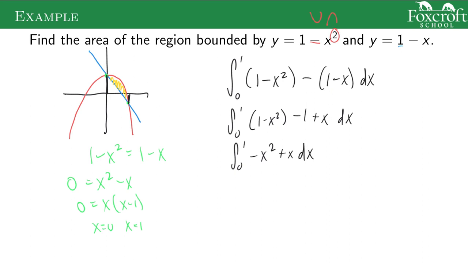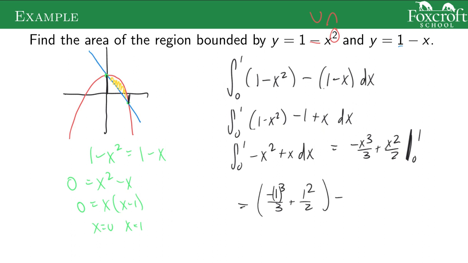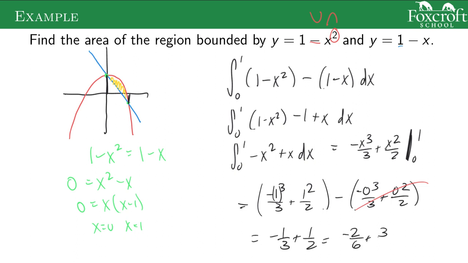Now that I simplified that, I can take a slightly easier antiderivative. It's going to be negative x cubed over 3 plus x squared over 2, evaluated from 0 to 1. I'm going to plug in 1 first. Plug in 0 second. Lucky, 0, everything goes away. And we get 1 over 6 as our final answer.